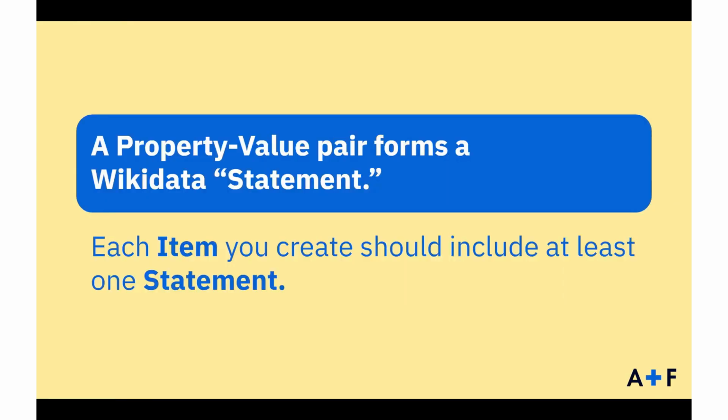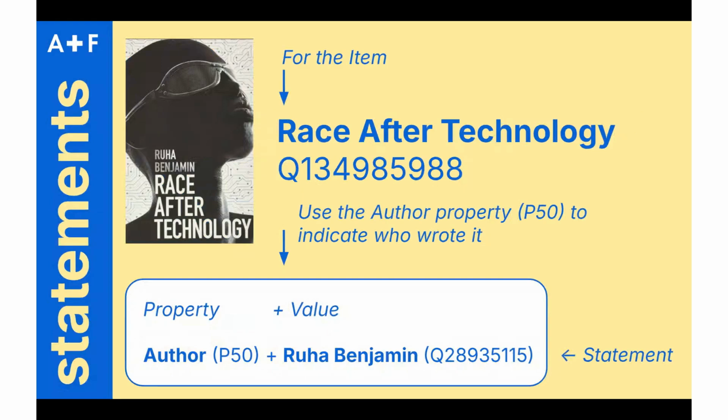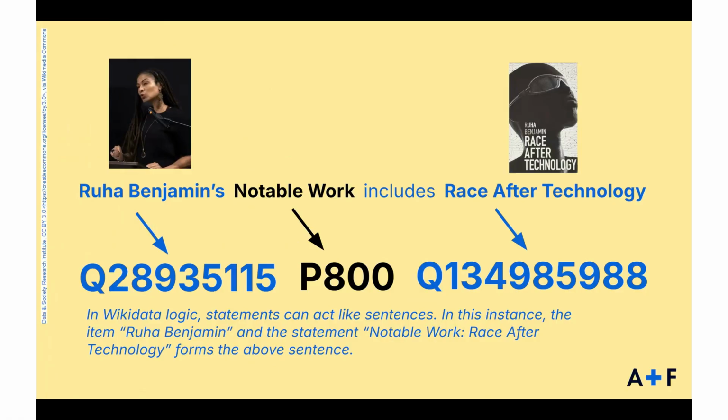The property and value together create a statement. Each item in Wikidata should have at least one statement. Here is another way of looking at a statement for the item Race After Technology. You use the author property P50 to connect the book with its author, and this property and value together make a statement. When added to an item, each statement creates a sentence of sorts, which can be read just using the Q and P IDs.